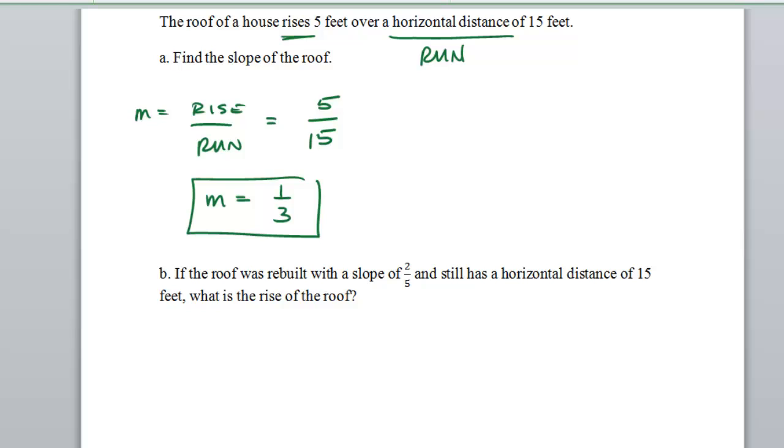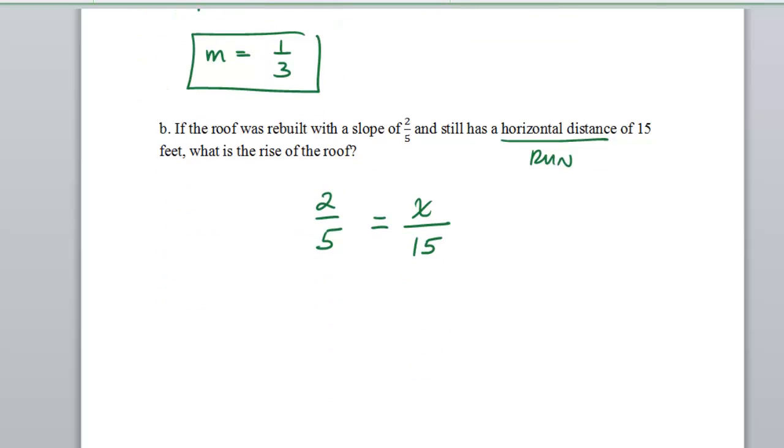Now, say we're in the construction business and we need to rebuild this roof with a slope of 2/5. But it's still going to have a horizontal distance of 15 feet. Again, remember, that's representing our run. We want to know what the rise of the roof will be. So what we're really concerned about is we have a run of 15 feet, but we don't know what the rise will be. And we need to make this equal to our new slope. And so we set up a proportion here.